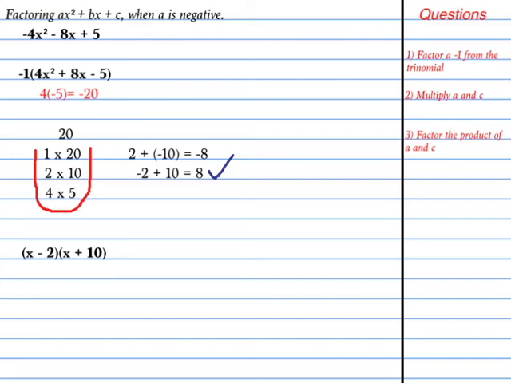So here I have x minus 2 and x plus 10. Now remember, because I multiplied my c term times 4, I need to divide both of my factors by 4. Now, neither one of these divide evenly, but if you look at your fractions, they will simplify. So I know that 2/4 will simplify to 1/2. And that 10/4 simplifies to 5/2.